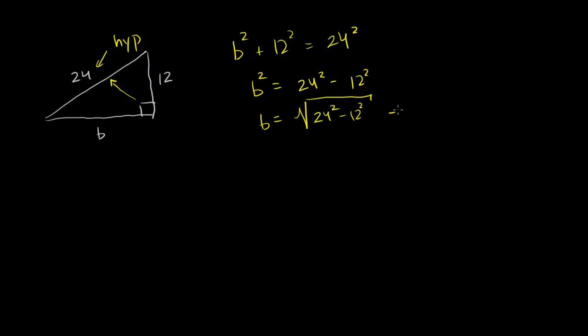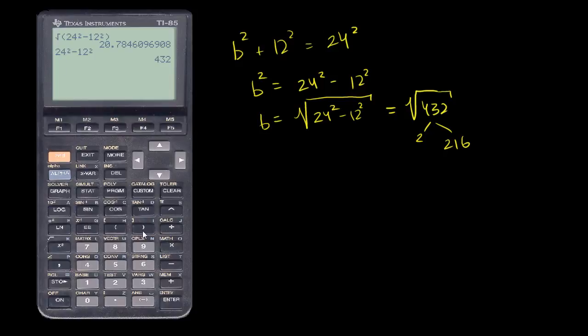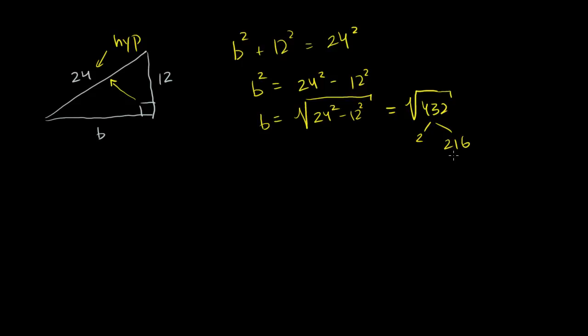So b is equal to the square root of 432. And let's factor this again. We saw what the answer is, but maybe we can write it in simplified radical form. So this is 2 times 216. 216, I believe, is a perfect square. Let me take the square root of 216. Nope, not a perfect square. So 216, let's just keep going. 216 is 2 times 108. 108 is, we could say, 4 times 27, which is 9 times 3.